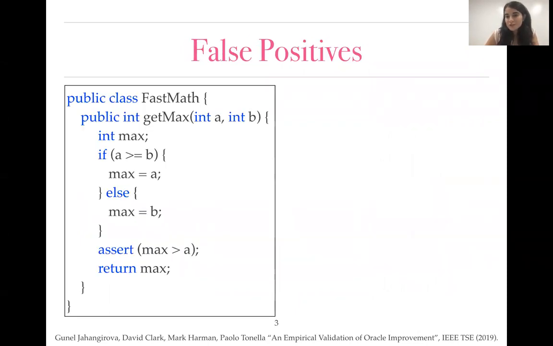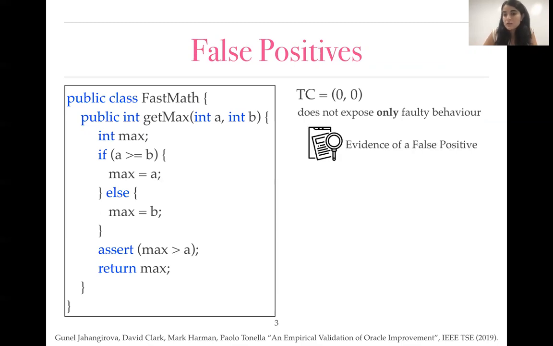To explain this further, let's have a look at an example where we have a method that finds the max of two integers and it has an assertion oracle that claims that max should be greater than a. If we execute the test case of 0, 0 on this method, we would see that the assertion fails as max is actually equal to a, but the source code of this method does not have any faults. Therefore, this assertion oracle does not expose only faulty behaviors, and this test case is evidence of a false positive.